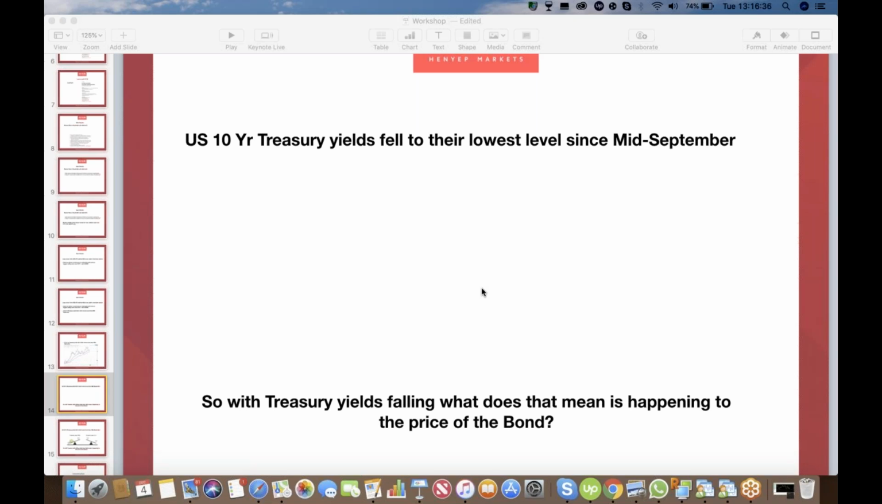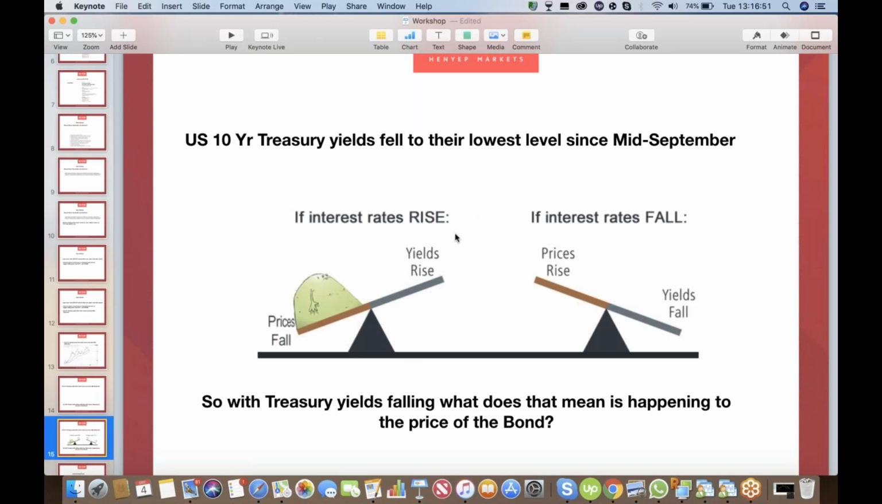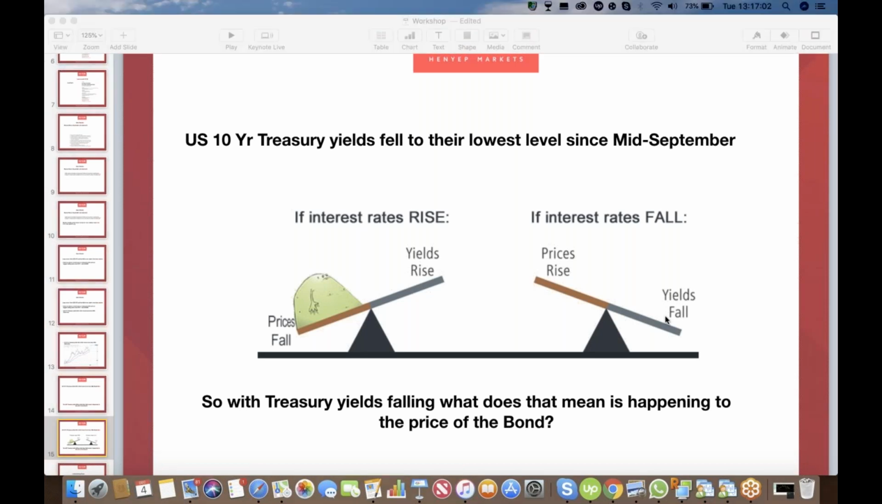So if the yield of the bond is falling, what's happening to the price? What do you think? Thank you, Tribuvan. So we have yields falling, which means the price of the bond goes up. Thank you, Nadir. Okay, so the yield is falling, so the price of the bond goes up.